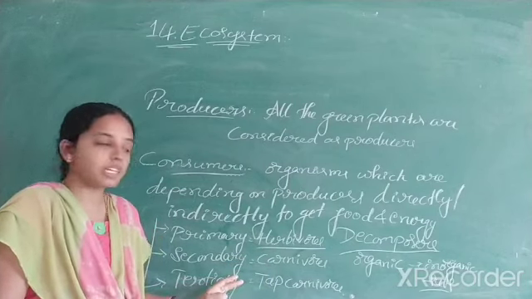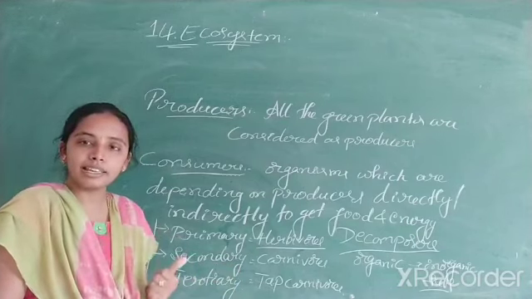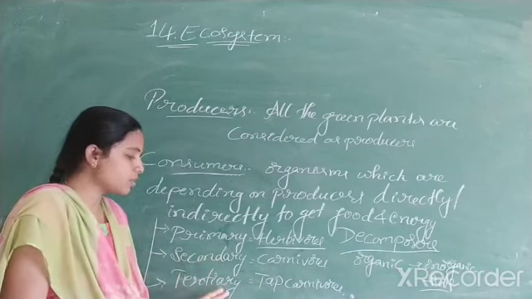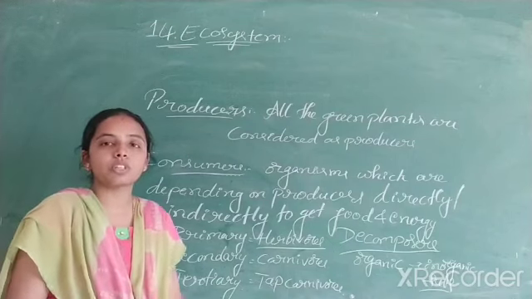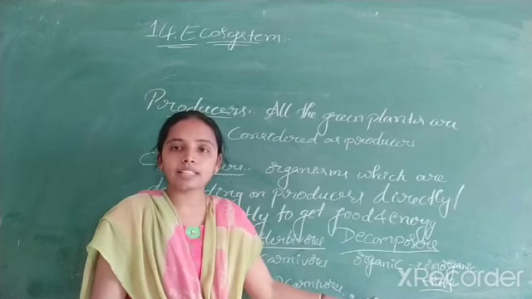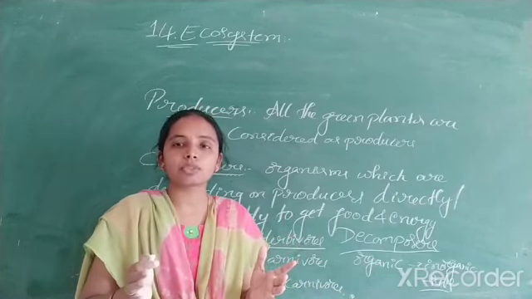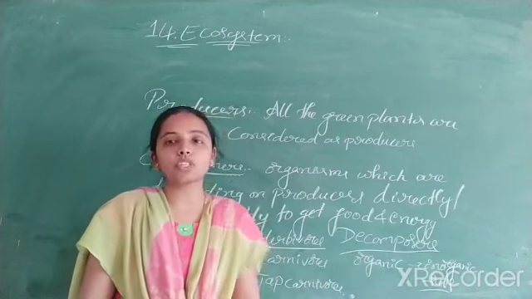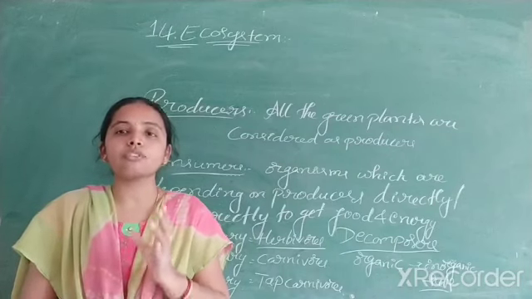The organisms which depend on primary consumers to get food and energy are called carnivores. The organisms which depend on secondary consumers to get food and energy are called top carnivores or tertiary consumers. The organisms which are involved in the conversion of complex organic substance into simple inorganic substance are called decomposers, and the process is called decomposition. So this is about the components of ecosystem.